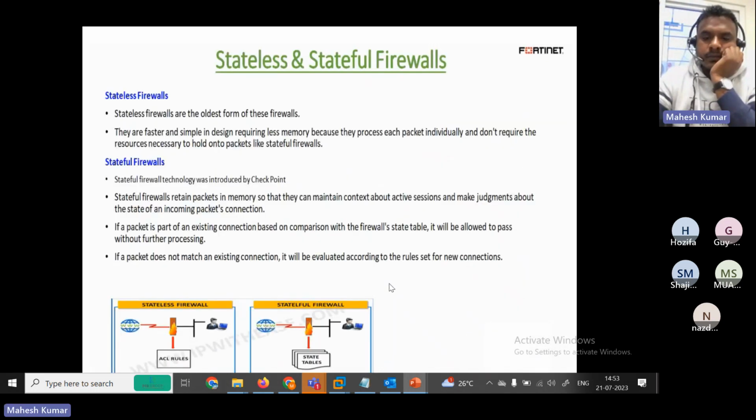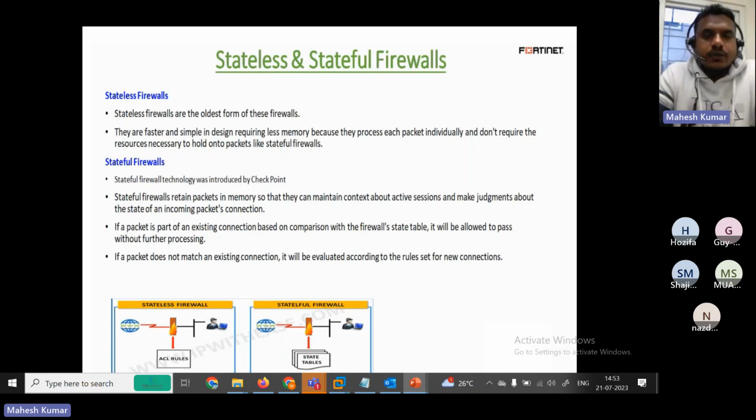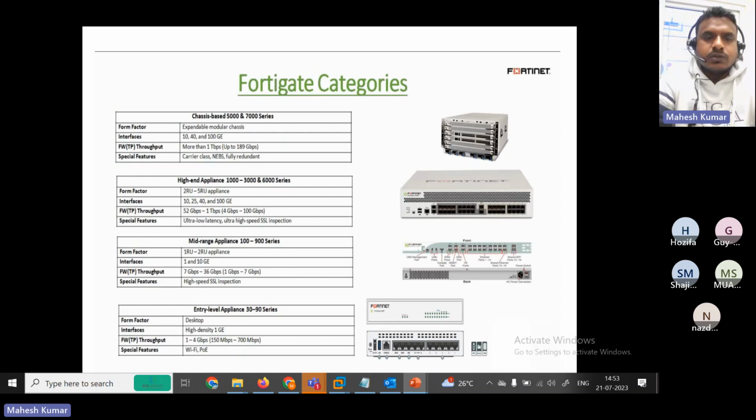Then we have some FortiGate, some access points, the access point distribution and the core three layers we have in Cisco, right? Like that, we have the entry level, the 30 to 90 series firewall, which we call an entry level appliance. Then if you want the mid range, the 100 to 900 series firewall. If you go to the high end appliance, there is 1000 to 3000 and the 6000 series. If you are looking for chassis based hardware, like for an ISP or banking where 24/7 service is required, you can use the 5000 or 7000 series firewall.